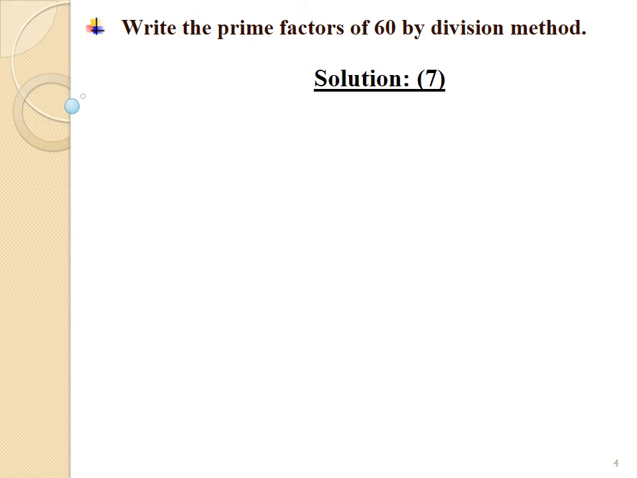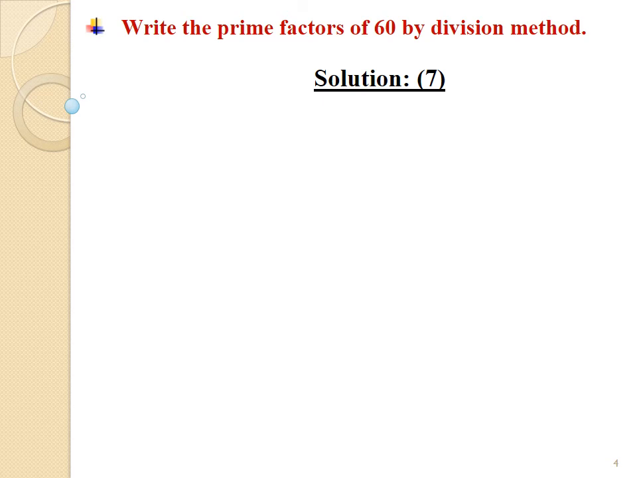Now, question number 7. Write the prime factors of 60 by division method. Students, before writing the prime factors of the given number 60, let's recall prime factorization. Students, we know that prime factorization is the process of writing a composite number as a product of prime numbers. And there are two methods of prime factorization. They are the division method and the factor tree method.